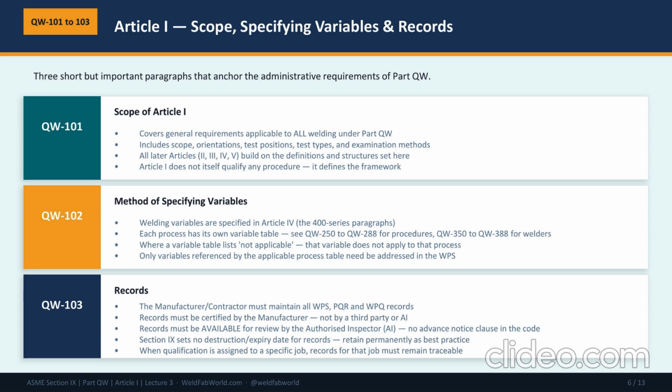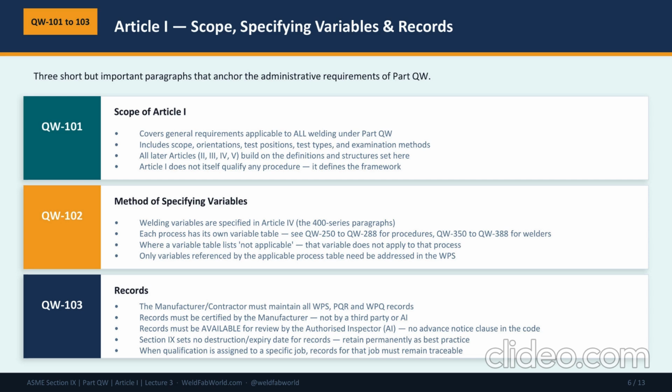For a combination WPS, a procedure that uses more than one welding process, like GTAW root and SMAW fill, each process brings its own variable table requirements. The WPS must address the applicable variables from each process's table.